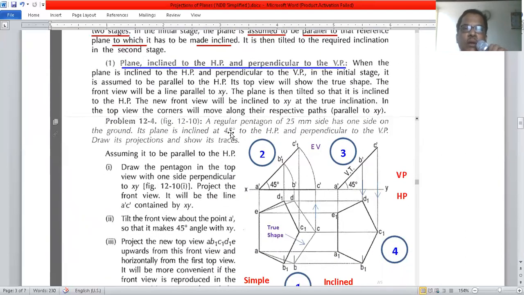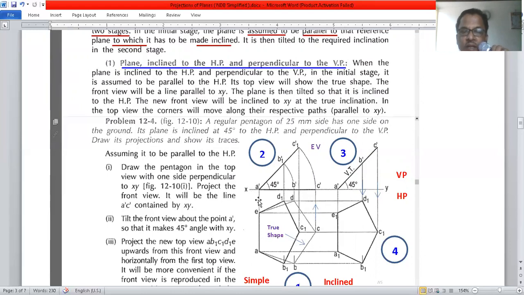See here. A regular pentagon is given, of 25 mm side. So this pentagon is like this: A, B, C, D, E. Now we have to start with this pentagon in the top view. Why, I will explain. Because a regular pentagon has one side on the ground. Ground means HP in our case. And this is the side AE.